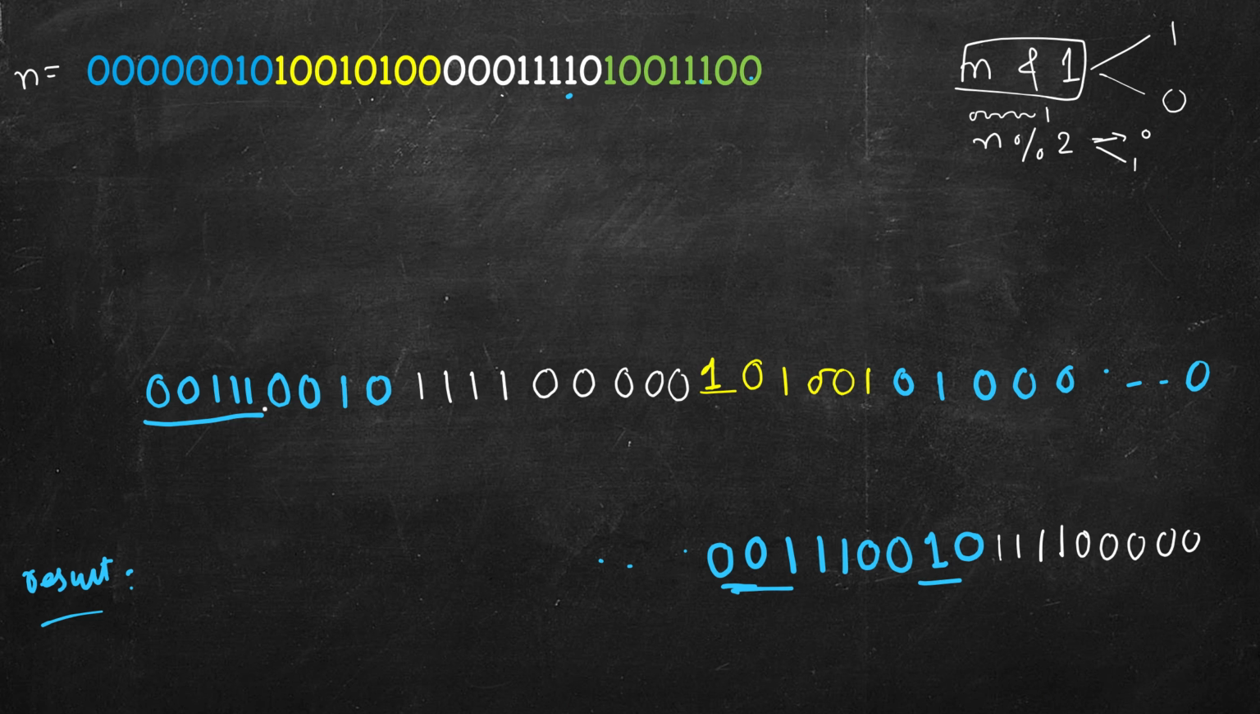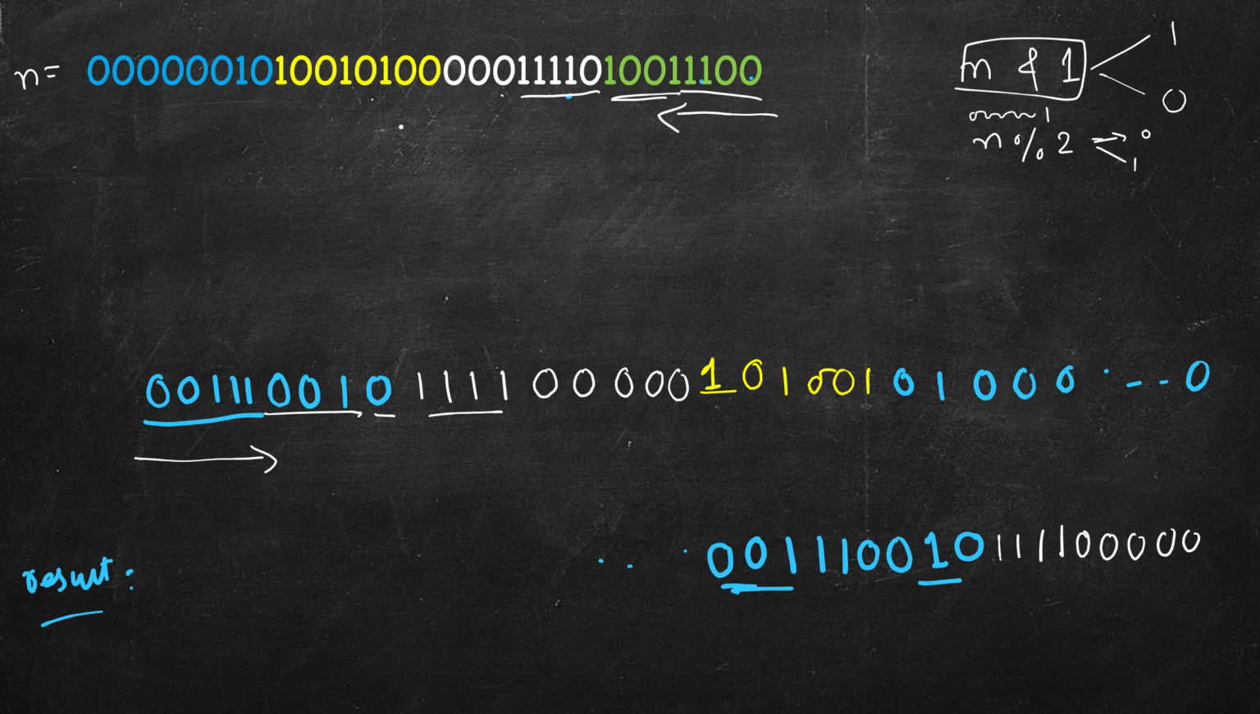So 0 0 1 1 1, 0 0 1 1 1, then 0 0 1, 0 0 1, then 0, then 4 ones, 0, 4 ones, and you can see that if you read it in this direction and the result in this direction, it will be same. So this is one idea. So how we can do it?